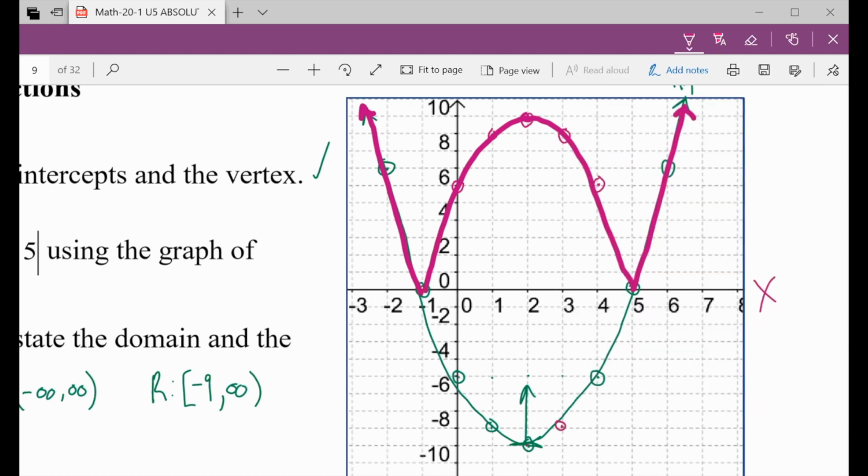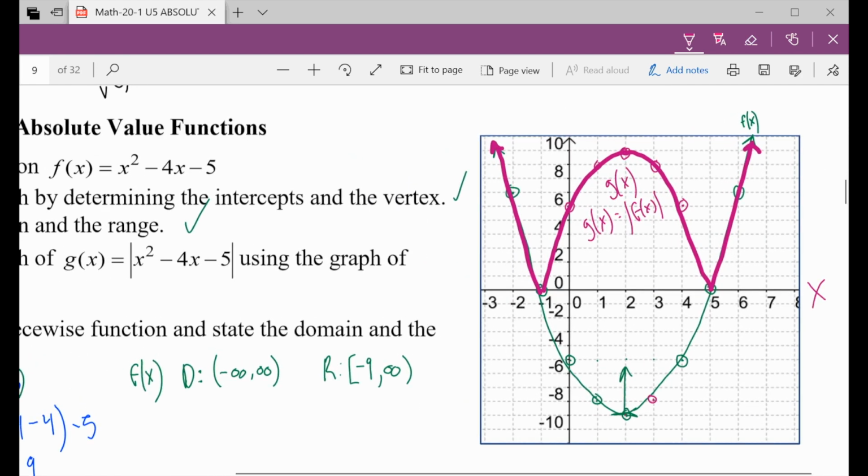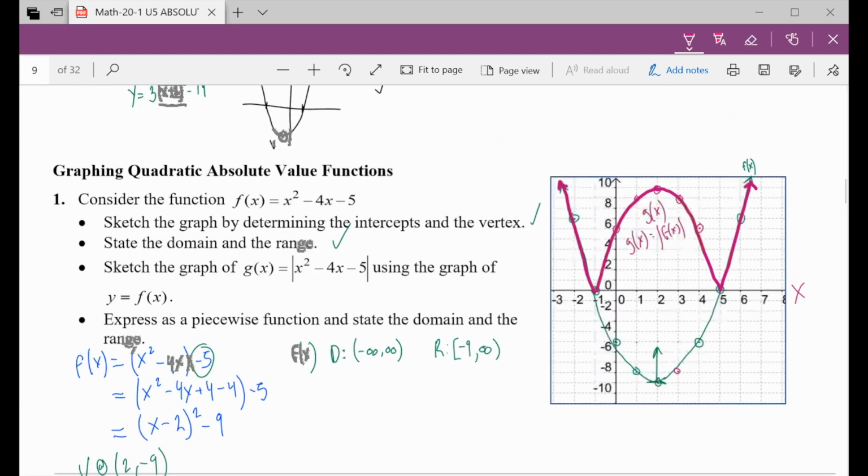And then finally, it probably behooves us to label in purple. This is g of x, where g of x equals the absolute value of f of x. Cool. All right. So I think we have knocked off another one of our list of to-dos on this question. Sketch the graph using the graph of f of x. Okay. Boom. We have done that.